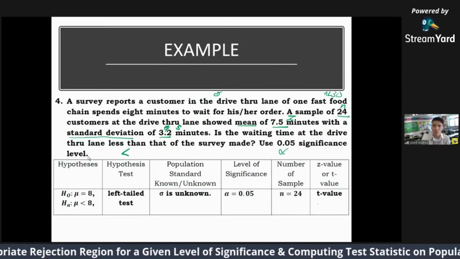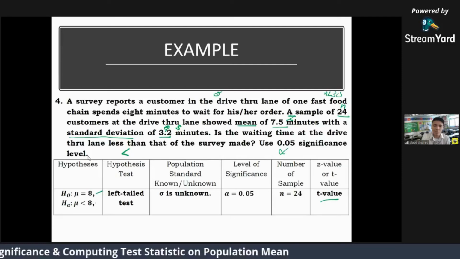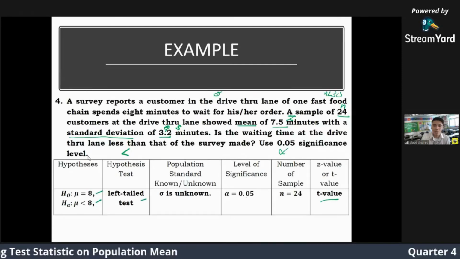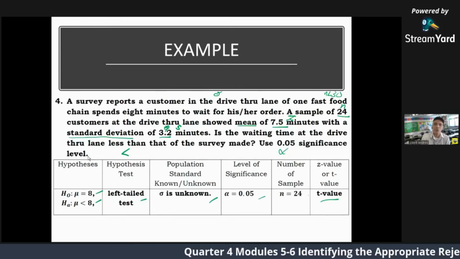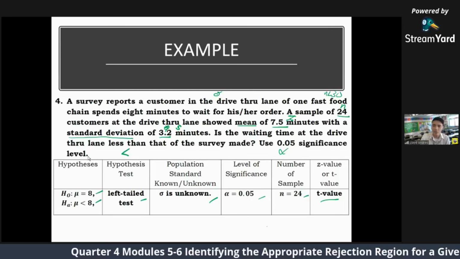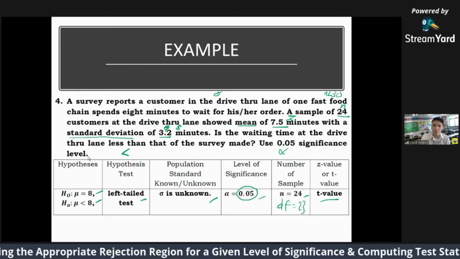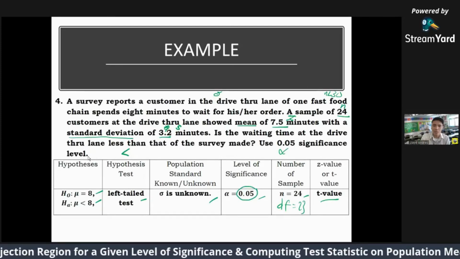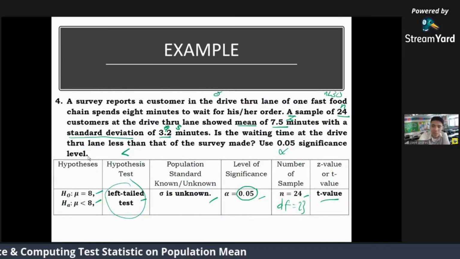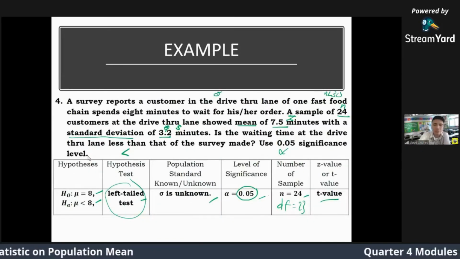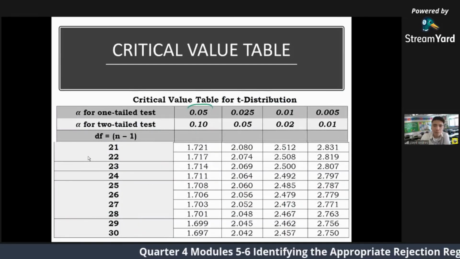T-value atong gamiton. So mao ni atong hypothesis, equal tapos less than siya. So therefore left tail test, sigma unknown, and then our alpha is 0.05. N na ni is 24. So kung detailed ta, kailangan na nato ang degree of freedom. So ang degree of freedom na ni is 23, with alpha 0.05. Tapos, one-tailed ta, kay left-tailed lang man. Sige. Let's use the table, so adto ta og one-tailed tapos 0.05 then 23.